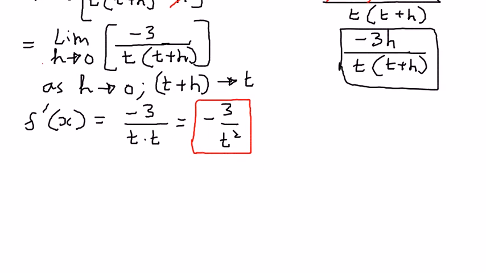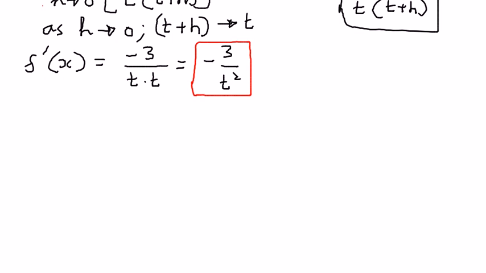Now, if I were to do the same thing using the power rule, I can do this as follows. The given function f of t is equal to 3 divided by t. I can write this one as 3 times t to the power of negative 1. If I bring the denominator to the numerator, I can write this out as a negative exponent, t to the power of negative 1.